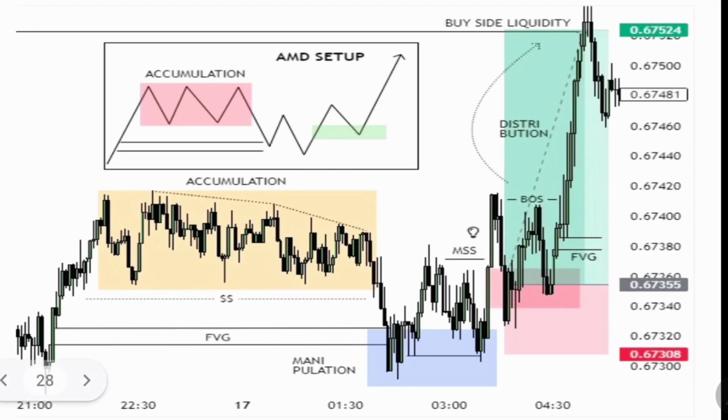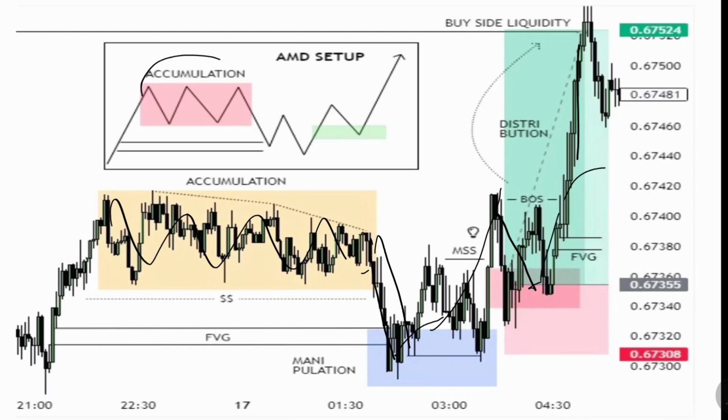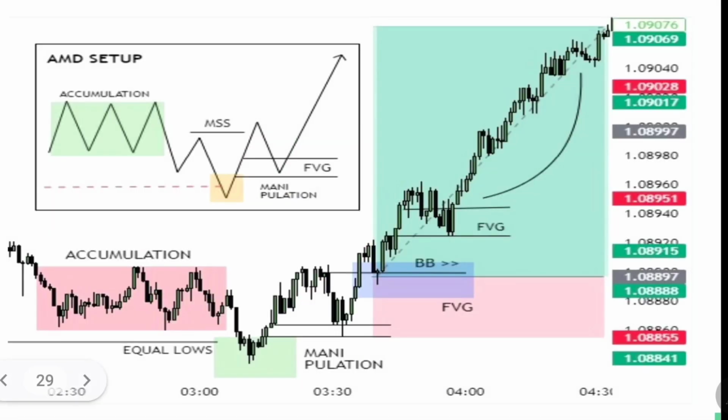All right, so you can see how these are beautiful setups. I want to show you some beautiful setups of the AMD. This is the accumulation here, manipulation, shift in market structure, return to FVG, and the distribution. So you can see it here: accumulation, manipulation, and distribution. These are beautiful setups I just want to show you.